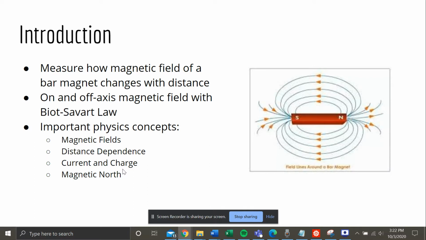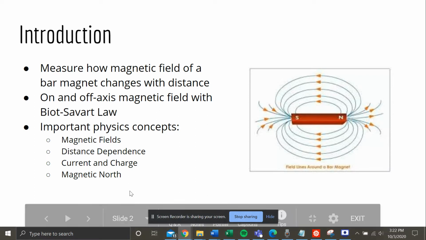This lab included a lot of important physics concepts like the magnetic field, distance dependence, current and charge, and was also crucial to understand the idea of magnetic north and Earth's magnetic field.